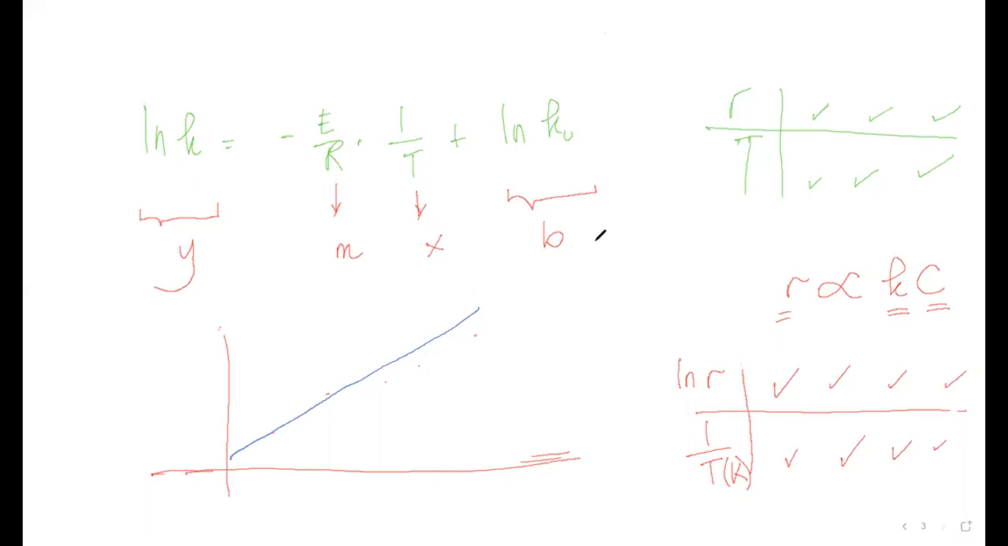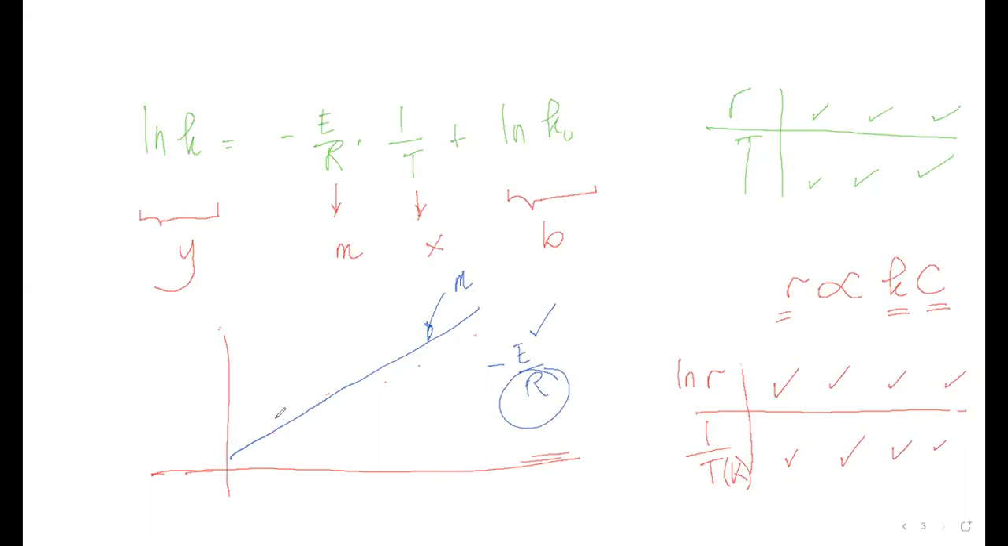Okay? So the corresponding slope of this line, you equate to negative E over R, whatever is the slope of this line. With the appropriate R, you will be able to get the activation energy. Okay? Don't do average. Okay?